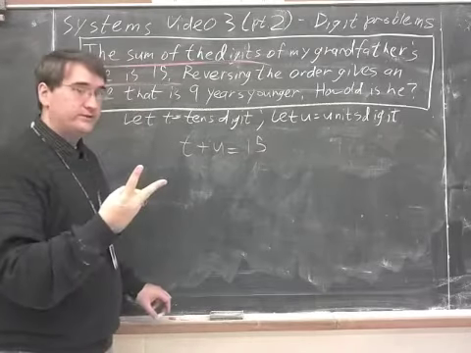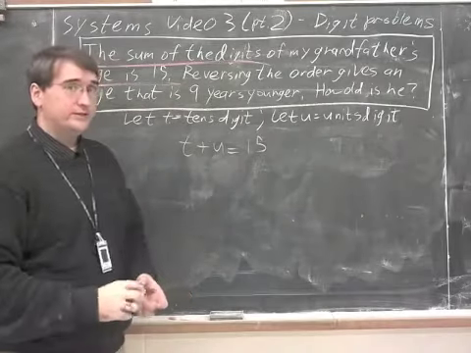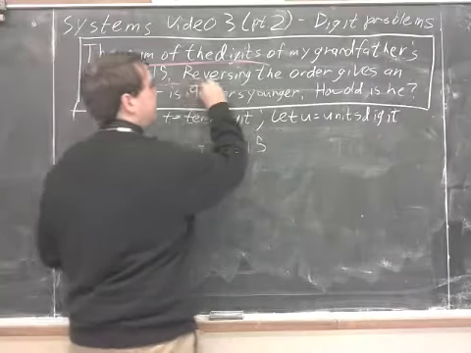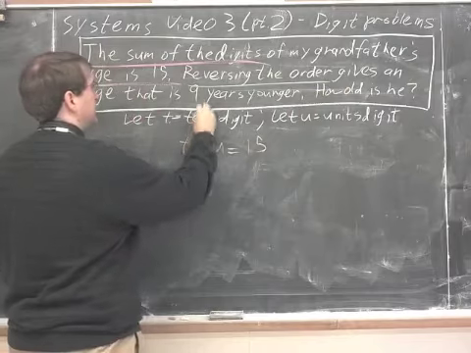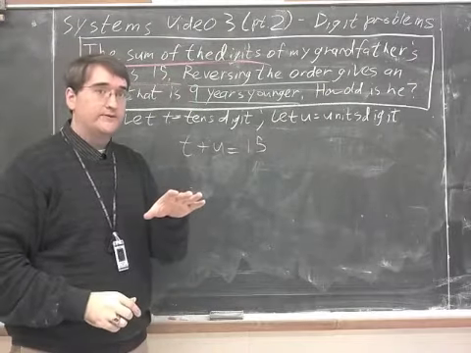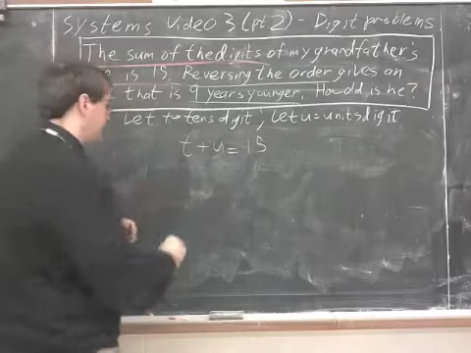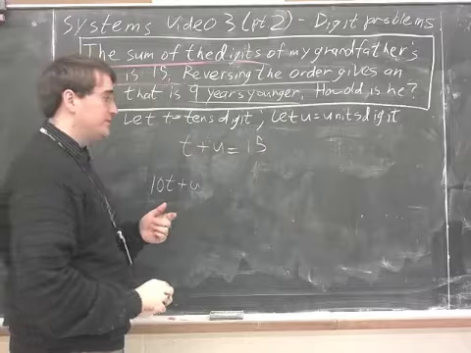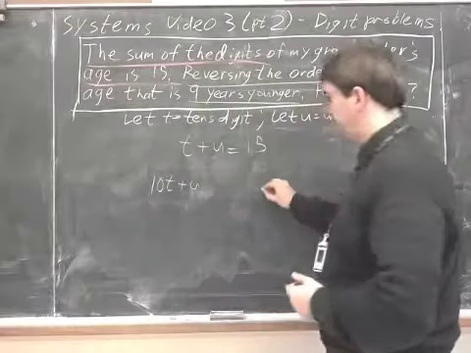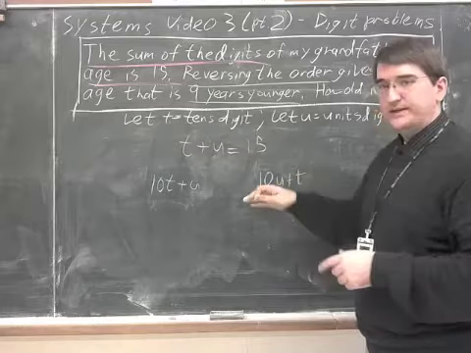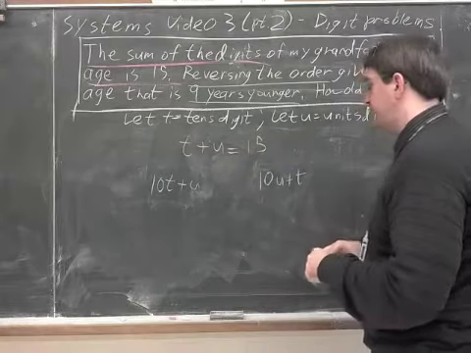We have two unknowns, so we're going to need two equations. Fortunately, we have another piece of information. Reversing the order gives a number that is 9 years younger. So remember again how we reverse the order. The original number is 10t plus u. That's how we would write the original number. The reversed number then is 10u plus t. If that doesn't make sense, go back to the previous video and check that out again.